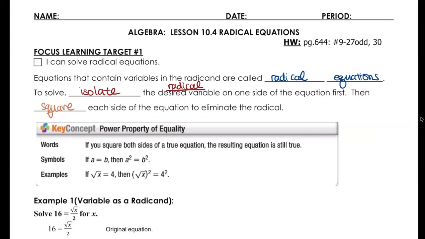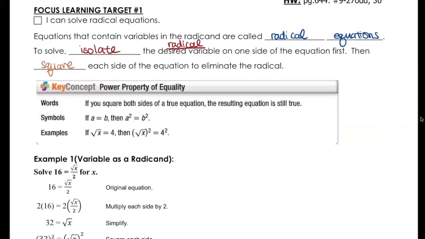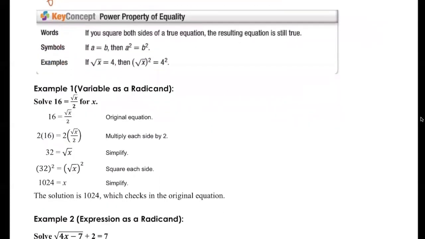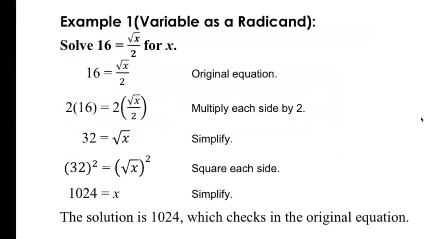All right, so the property we're using here is called the power property of equality, which basically says that if you square both sides of a true equation, the resulting equation is still true. So if a is equal to b, then a squared is equal to b squared. So we're allowed to square both sides of the equation, and that equality remains true. Let me show you guys some examples.